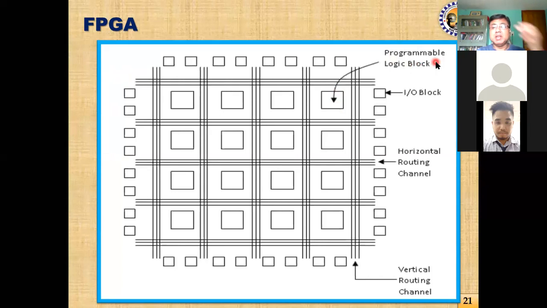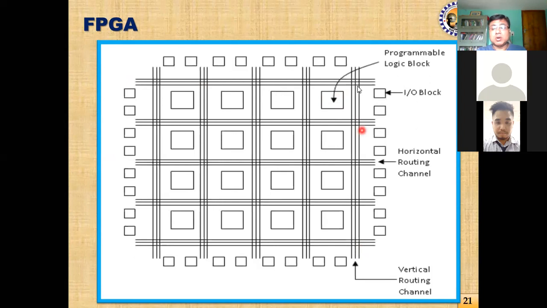This has been given the name PLB, programmable logic block. I will show you what is inside it in the subsequent slide. Now this logic block, as I told, can implement a very small logic function of maybe 4 input or 5 input at the most, or in newer FPGAs this can be slightly more. Now these are called horizontal routing channel and these are called vertical routing channel.